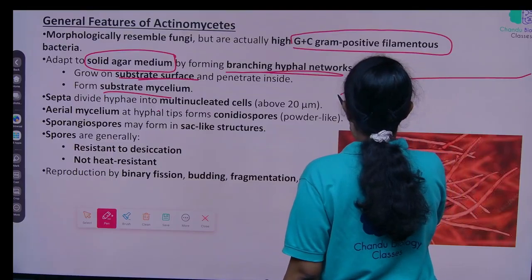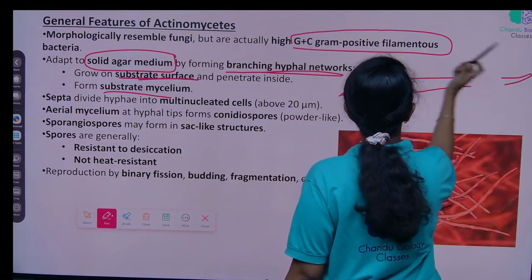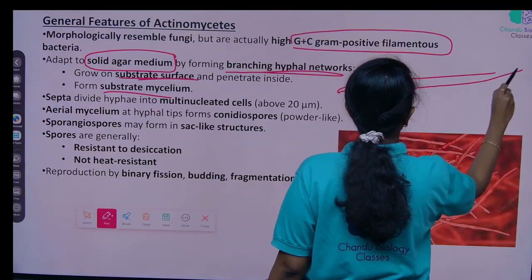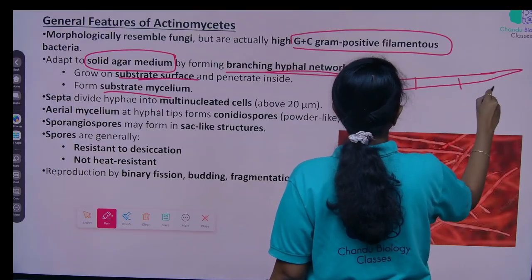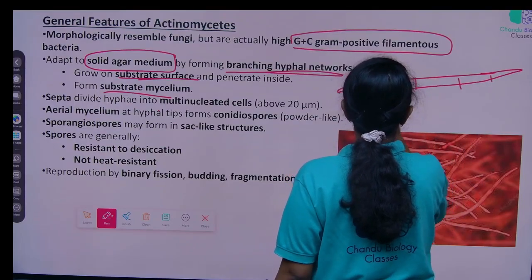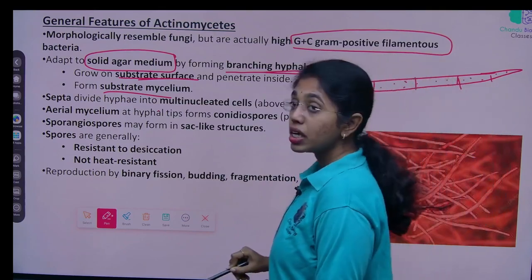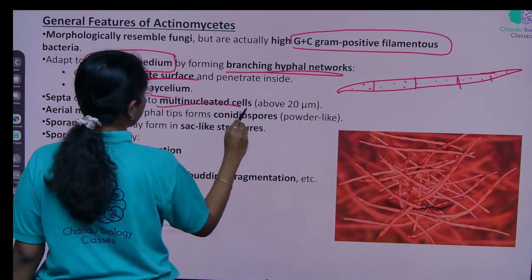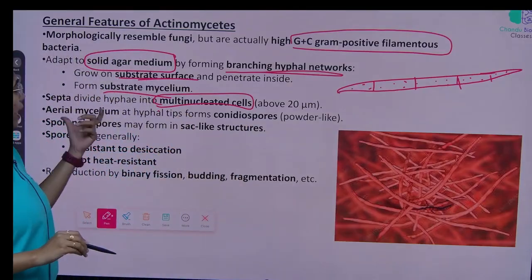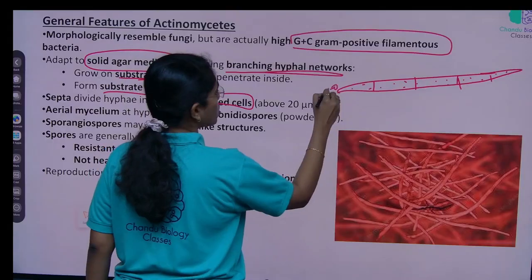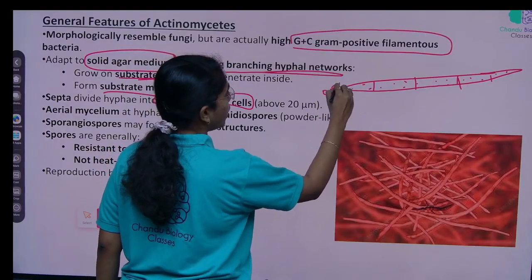In filamentous actinomycetes, septa divide the hyphae into multinucleated cells, the coenocytic condition. Aerial mycelium at the hyphal tips forms conidiospores, which aid in asexual reproduction.